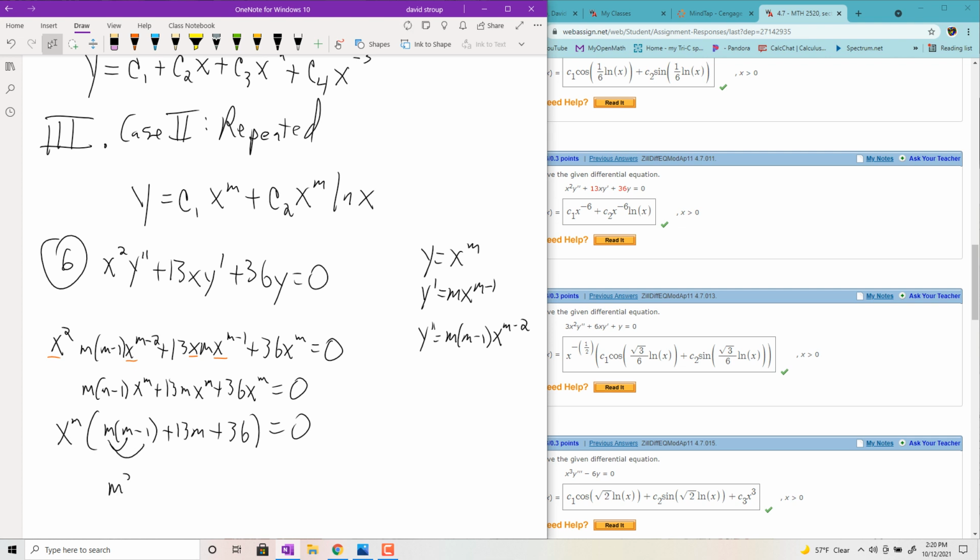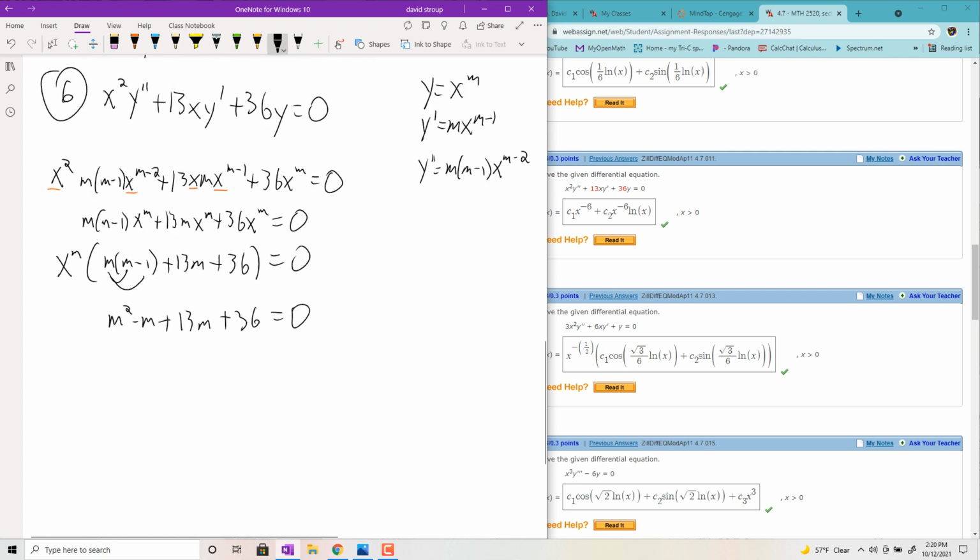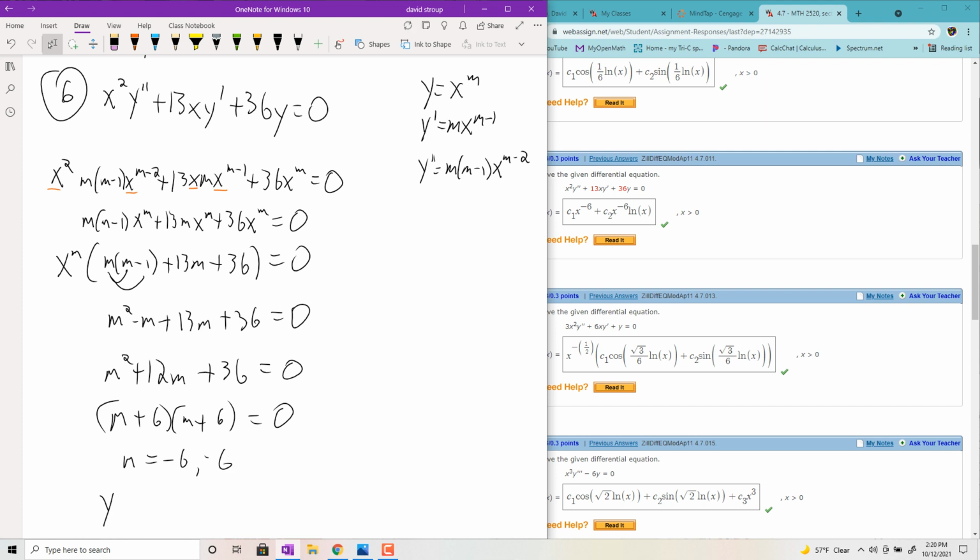Distributing, I get m squared minus m plus 13m plus 36 equals 0. Combine like terms, so you get m squared plus 12m plus 36 is 0. So you get m plus 6 times m plus 6. So you have a repeated root of negative 6. And so our general solution will be c1 x to the negative 6 plus c2 x to the negative 6 ln x. Okay. So you just tack on an ln x.